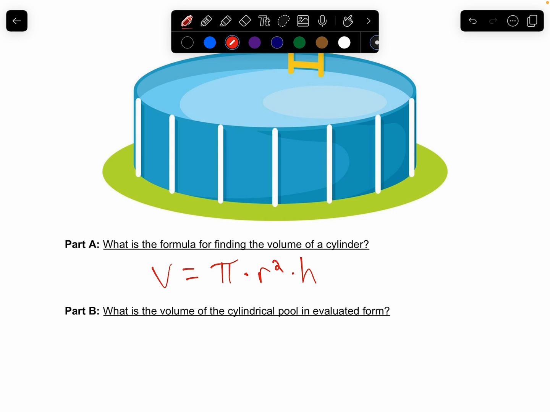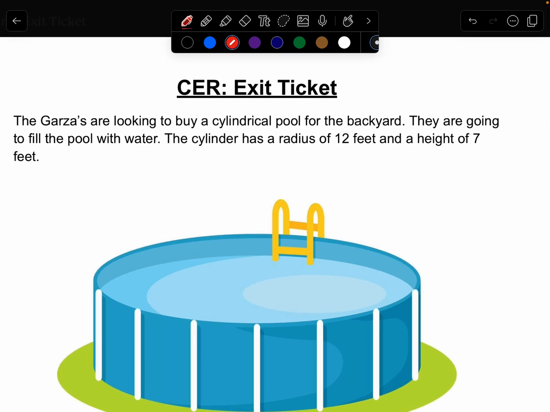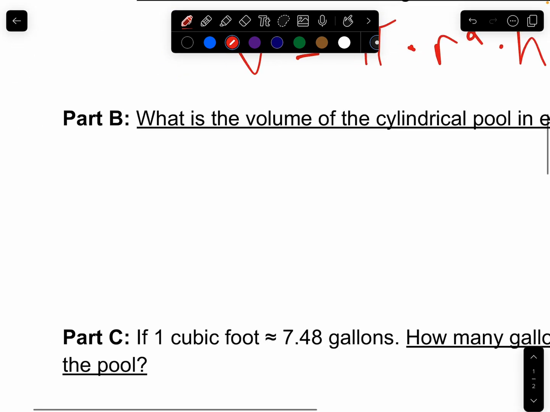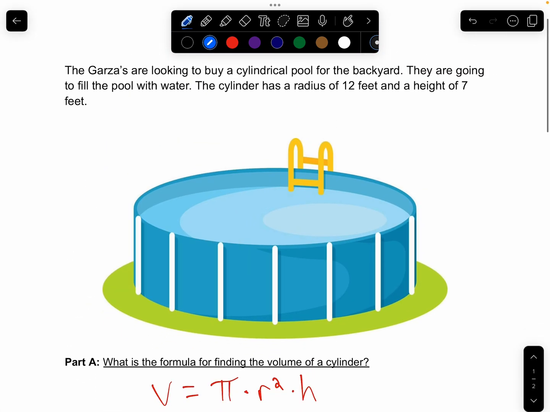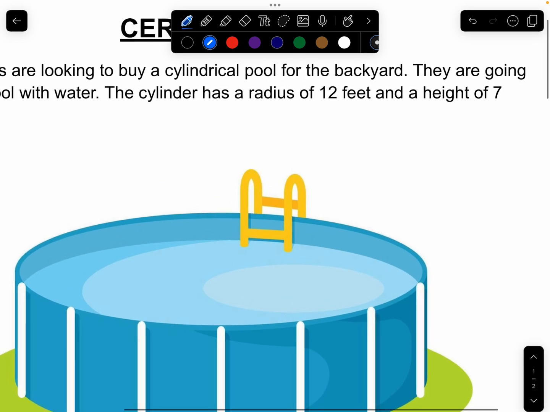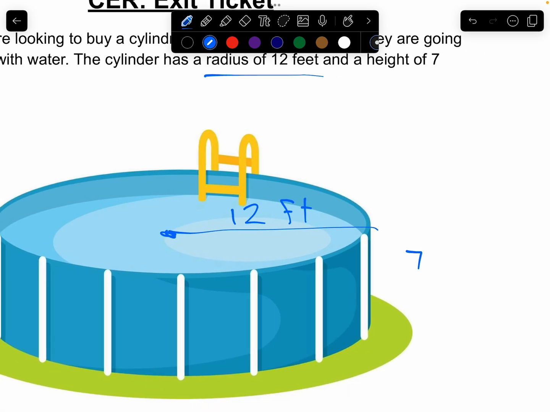But I want you guys to solve it out. So at this point, when it's going too fast, just push pause. Okay? So now, two things we need to look for in this formula in this reading: I need to look for a radius and I need to look for a height. Remember, the radius is already half. So the cylinder has a radius of 12 feet. That means from the middle to the edge is 12 feet. And the height of this thing is 7 feet.